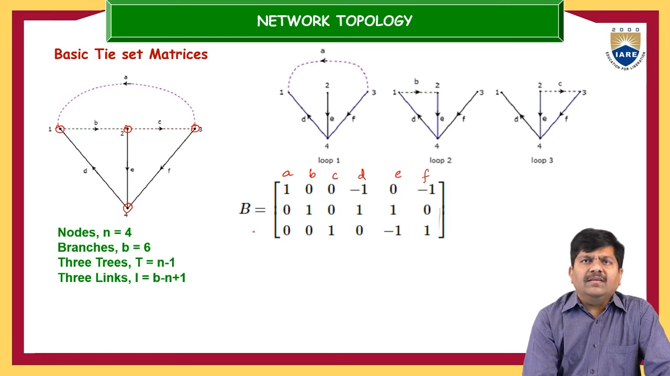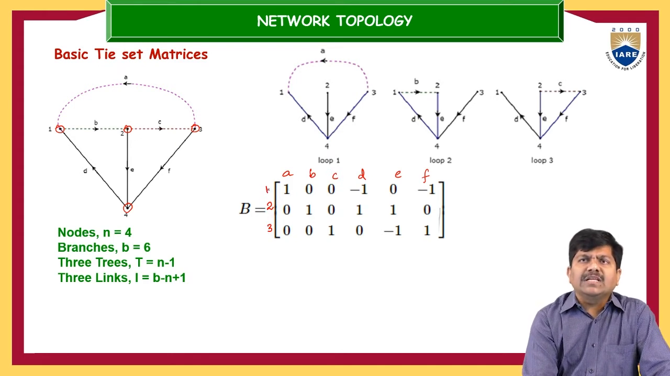And on this side, what are the basic loops? The basic loops are nothing but loop 1. This is not exactly a node, so let me write it like this: node number 2, and this is node number 1. I mean to say loop 1, loop 2, loop 3.